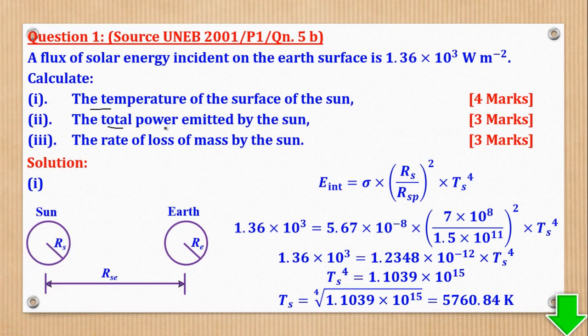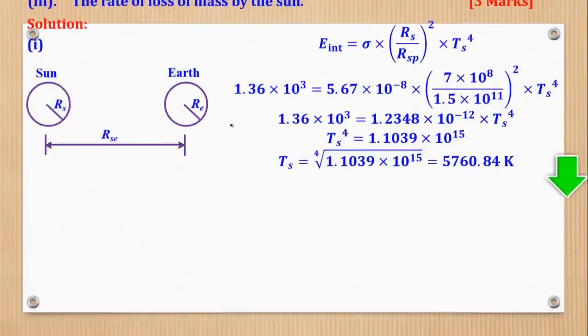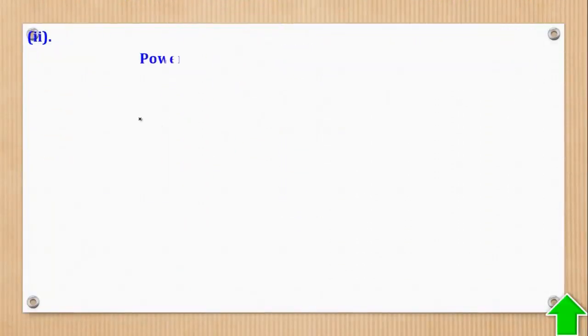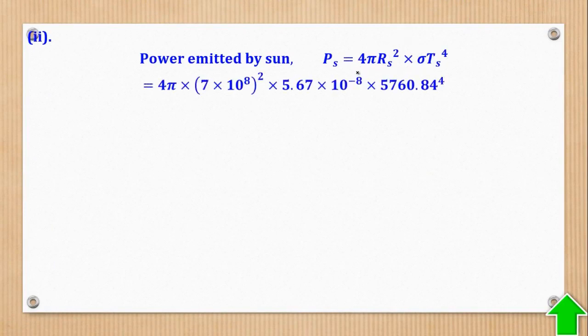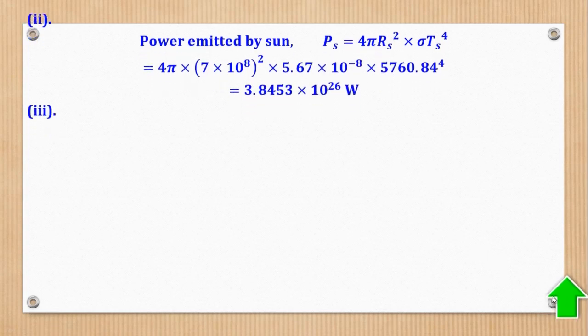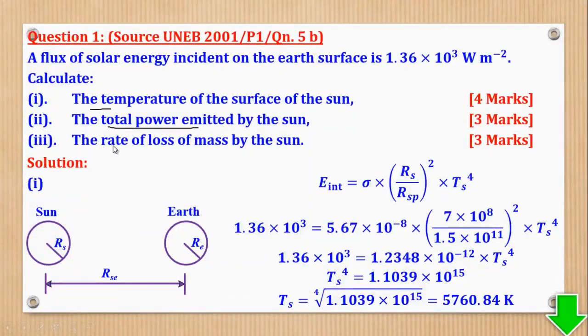Now we shall go to Roman 2, where they want the total power emitted by the sun. So total power emitted by the sun is area, surface area times Stefan's constant times temperature to power 4. So come and substitute and get the answer they wanted. Then Roman 3, they want the rate of loss of mass by the sun.